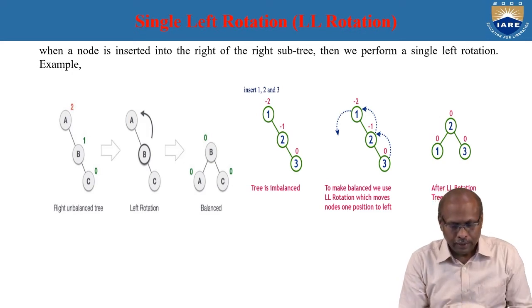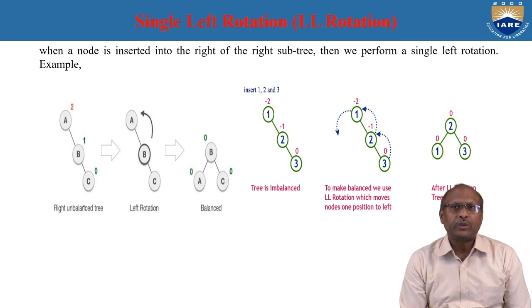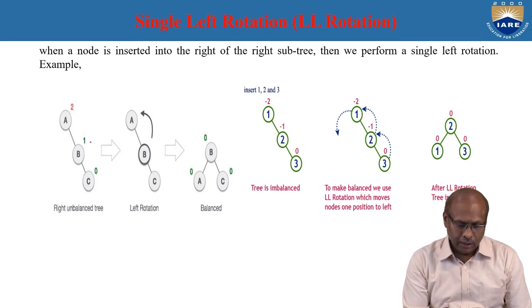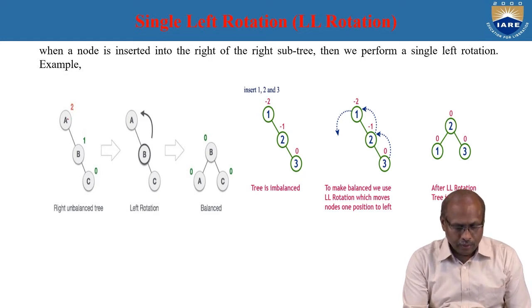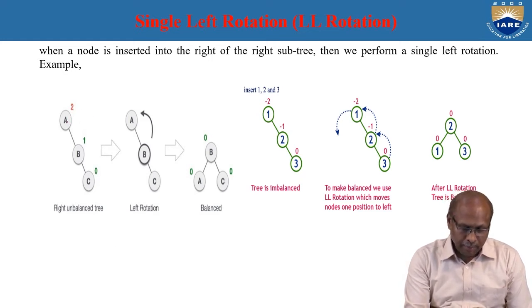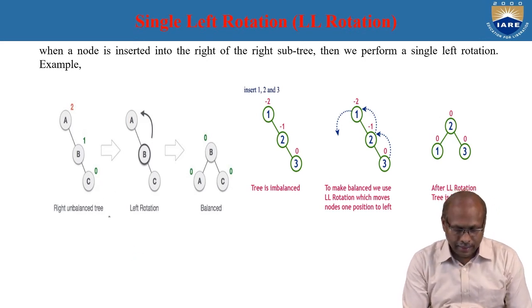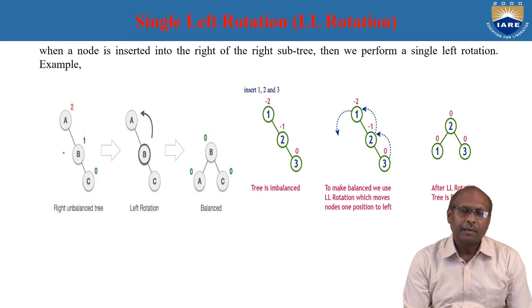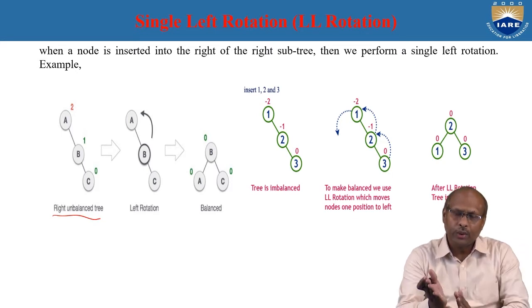If you observe here in this tree, A, B, C, assume there are 3 nodes and the values are like this, 2, 1, 0. Now, if you observe here, the complete data comes right side. It is dominating towards right side. It is a right unbalanced tree, completely right side. When the data is completely right side, then you have to rotate towards left.